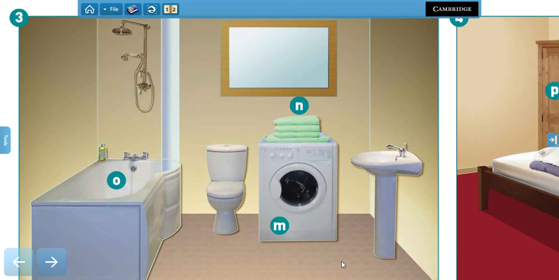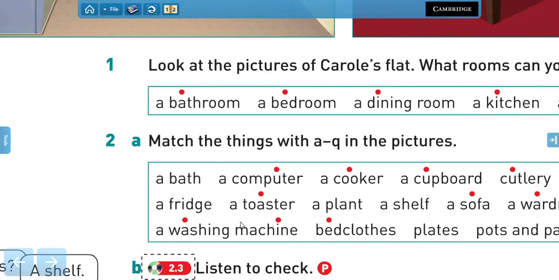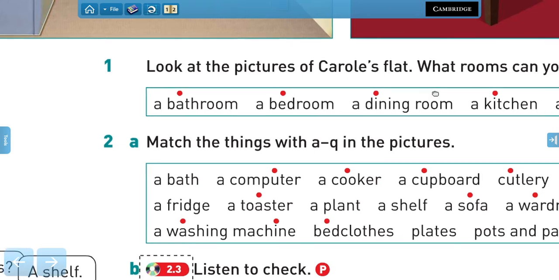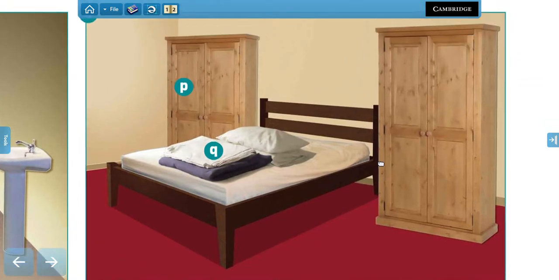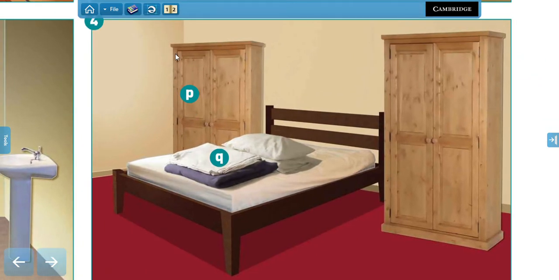Washing machine. Although machine is spelled with a C, we pronounce it as if it was an S. Washing machine. That's the pronunciation. And then for the last part, we have the wardrobes. We have two wardrobes, right? And the bed clothes, right? These are called pillows. And of course, this is the bed, right?